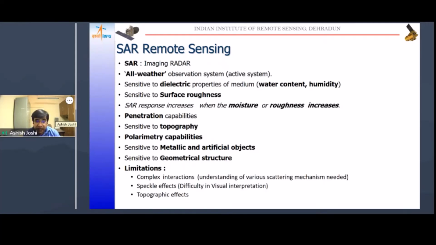It has the speckle effects. Since SAR is a coherent device, there will be interference within the SAR system. So it will generate a noise which is called speckle. This speckle noise makes visual interpretation difficult. So this is a big limitation in SAR because it has speckle noise. So we have to do some post processing according to user requirement. They will apply speckle filters and clear the noise.